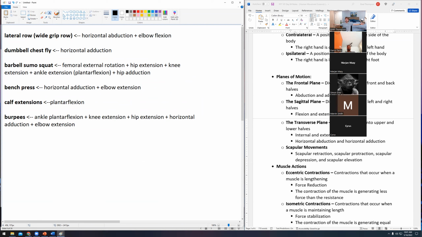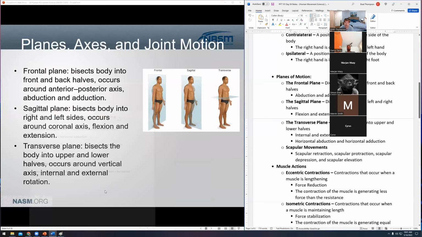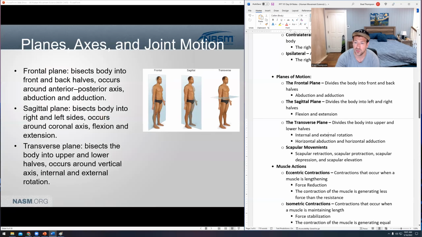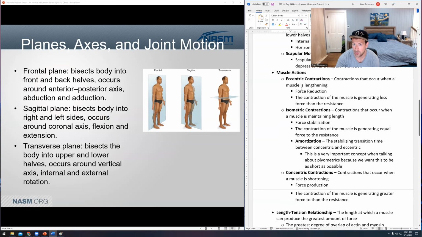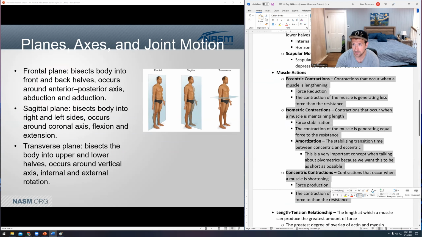So while this is horizontal adduction, aren't I also doing horizontal abduction during the fly? I'm going this way. Aren't I also going this way? Because I got to relax. Absolutely. But when we label our movements, we label it when the muscle is actively pulling, okay? Which is what's going to take us into our next section here.